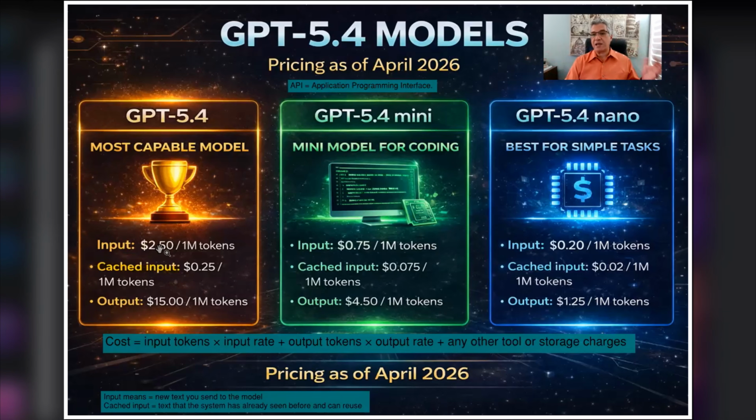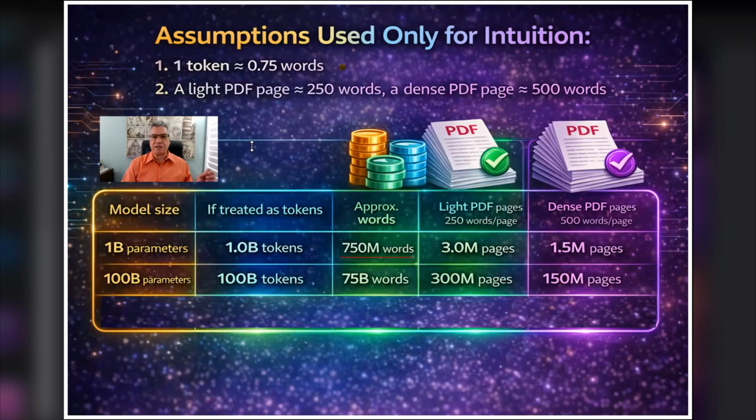When you calculate the cost of the token, you have input and you have output, and the total cost will be the input token times the input rate, plus the output token times the output rate, plus any other tools or storage. This slide here, we're just going to compare the three: the parameter, the token, and the PDF.